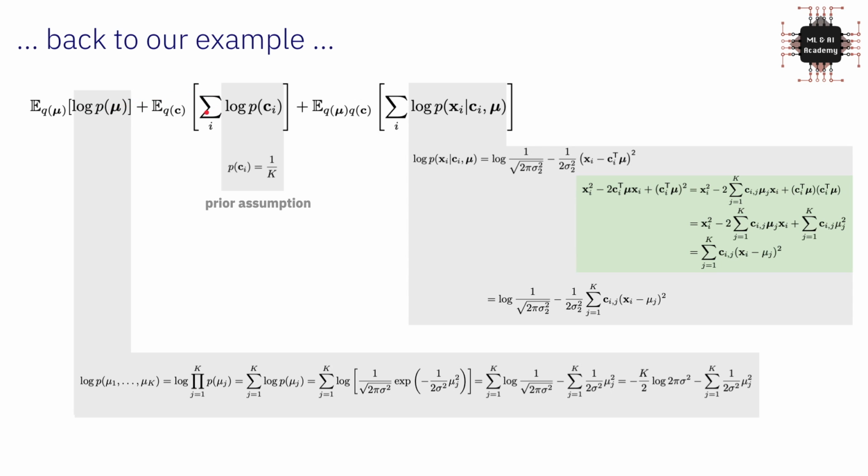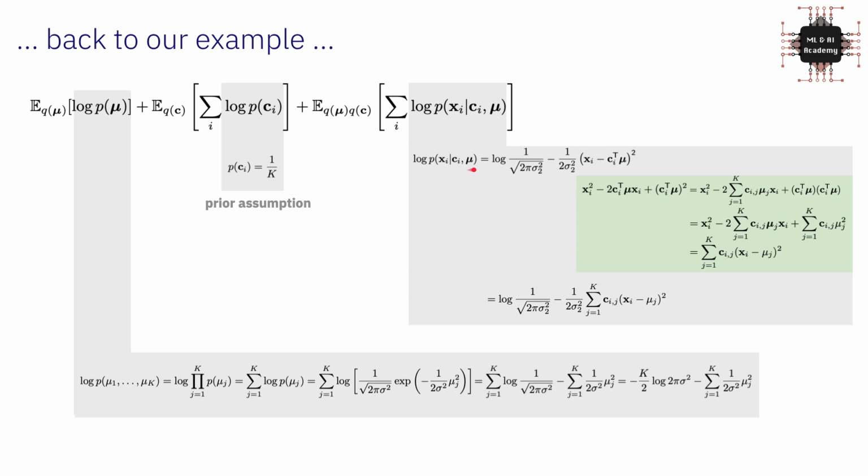And now we need to understand the second chunk of this equation. And remember that P of Ci is a categorical distribution. And we assumed that our prior says every one-hot vector is equally likely to be sampled. And that's why P of Ci here is nothing but 1 over k. And now the remaining term we need to understand is log of P of xi given Ci and mu.